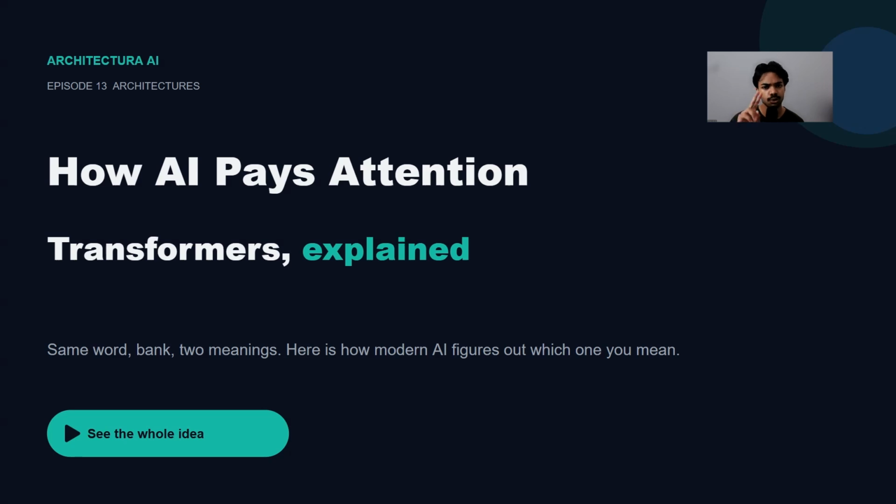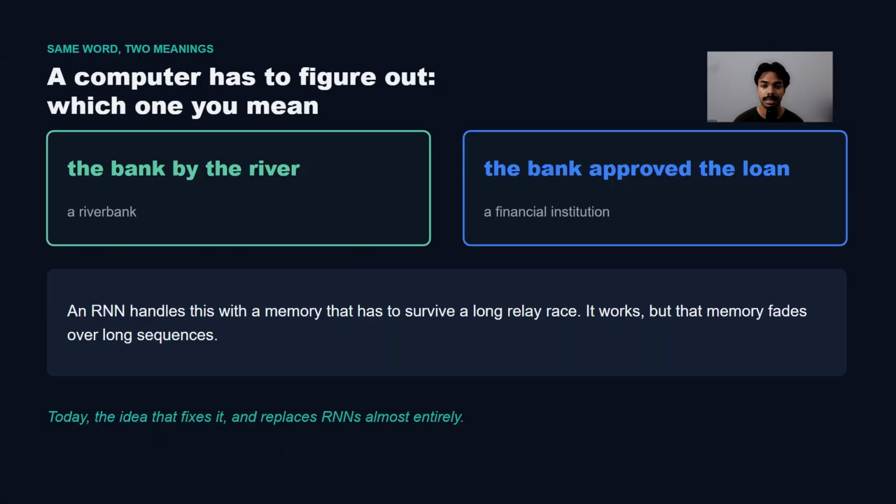Same word, two completely different meanings. And a computer has to figure out which one you mean, using nothing but the words sitting around it. Last episode, we gave AI a way to do exactly that. An RNN reads one word at a time and carries a memory forward. So by the time it reaches bank, it already remembers river showed up a few words earlier. Clever, and it works. But it has a real weakness.